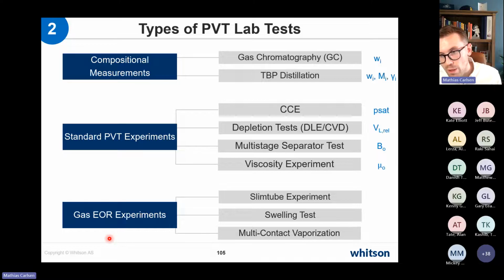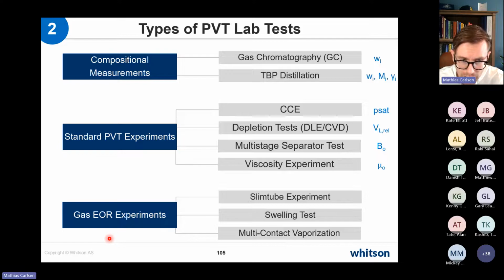You have the viscosity experiment, which will give you the viscosity of the oil. The viscosity of gas is actually almost never measured. Curtis can probably mention if he has seen many, but I think we can count on a couple of hands how many actual reservoir gas viscosity experiments we've ever seen. Typically that's because gas viscosities are easier to calculate.